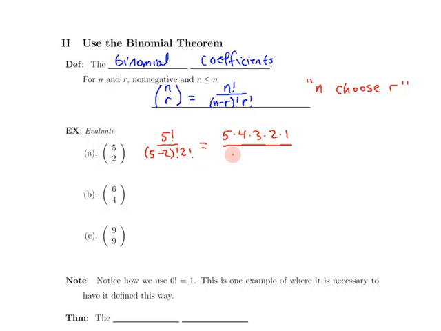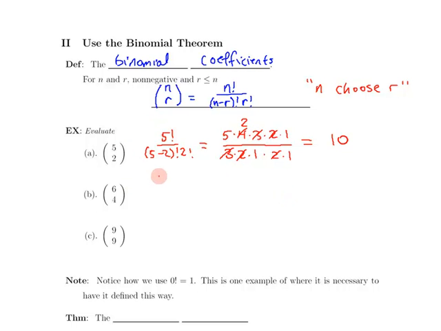5 minus 2 is going to be 3 factorial, so that's 3 times 2 times 1. 2 factorial is 2 times 1. Now let's divide out common factors here. So the 3's divide out. I can take this 2 and this 2. This 2 goes into the 4 twice, so I have 5 times 2, which is 10, right? 5 times 2 times 1 over 1 times 1 is 10 over 1. So 5 choose 2 is 10.